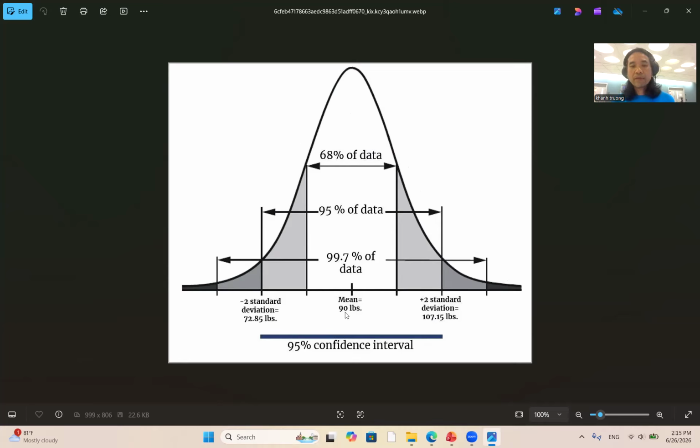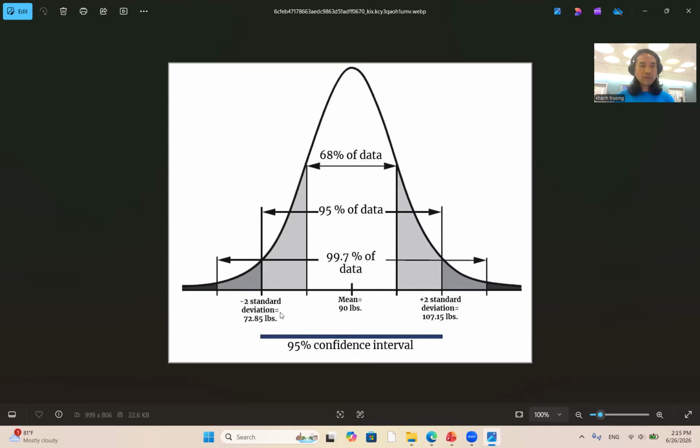That means that if the mean is 90 pounds, the average weight of the population is 90 pounds, then 68% of the people in that population will have a weight within one standard deviation, which means it's going to be 90 pounds plus or minus the standard deviation, whatever the standard deviation is.